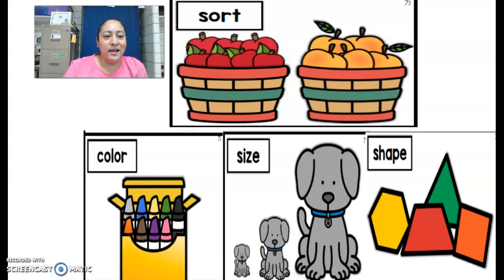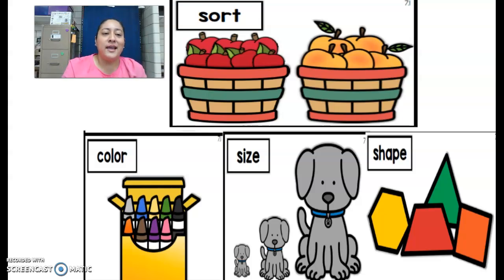I am Miss Moran, and today and this week we continue learning about sorting. Remember, sorting is when you look at an object or a person or a thing, and we're looking at how they look, their attribute, and then we're putting them into a group. All the ones that look alike, we put them in a group, okay?